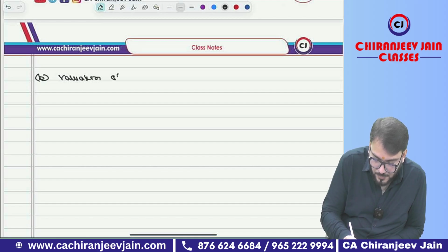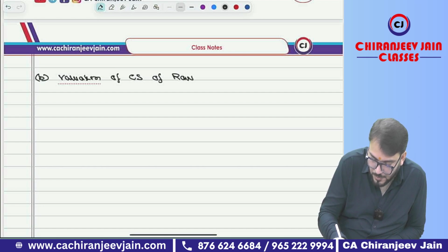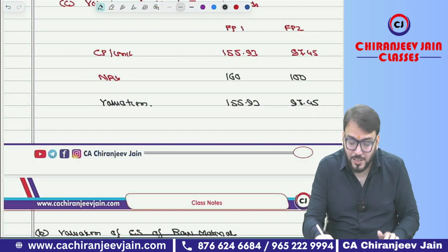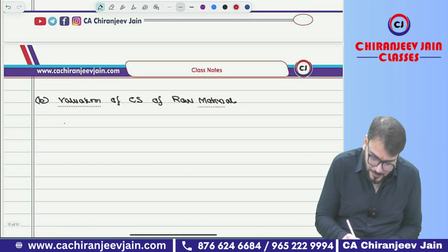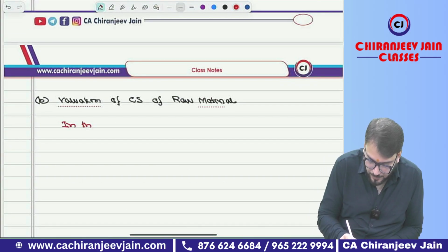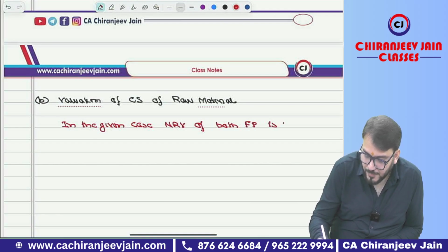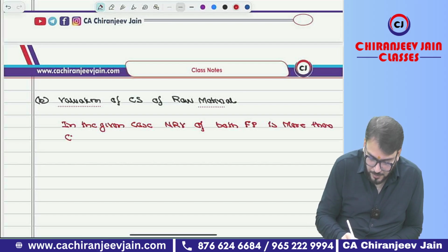Valuation of closing stock of raw material. One thing is clear: the NRV of finished product is more than cost price. In the given case, the NRV of both finished products is more than what? Cost price.